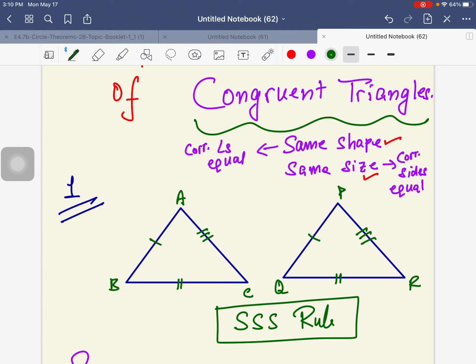So if three sides are equal in corresponding way, meaning if AB is equal to PQ, then AB doesn't need to be equal to QR or PR. So in this way, if three sides are correspondingly equal to three sides of the other triangle, the two triangles are called congruent triangles. So triangle ABC and triangle PQR are congruent. We can write like this: triangle ABC, triangle PQR are congruent. That's a symbol.